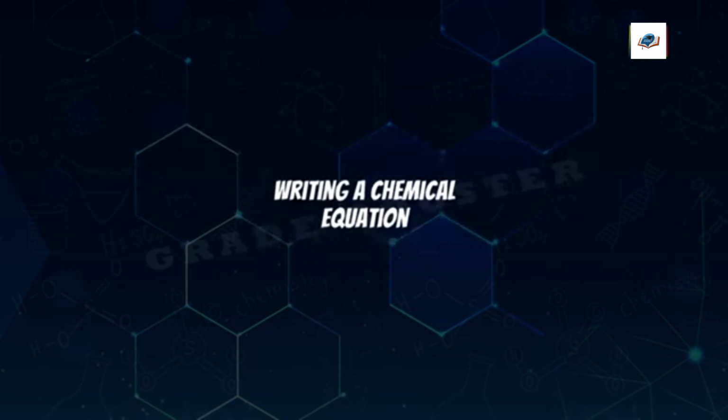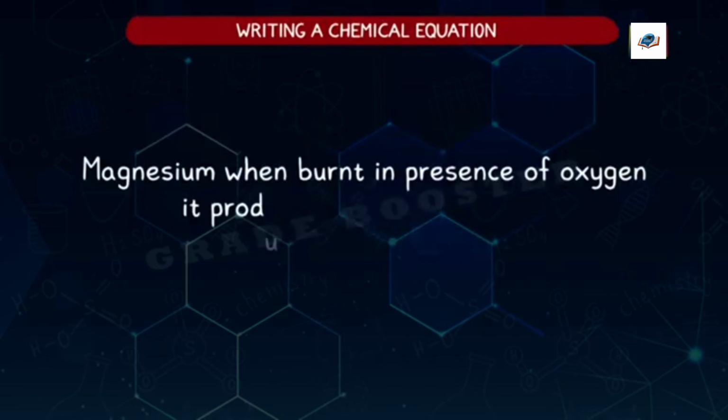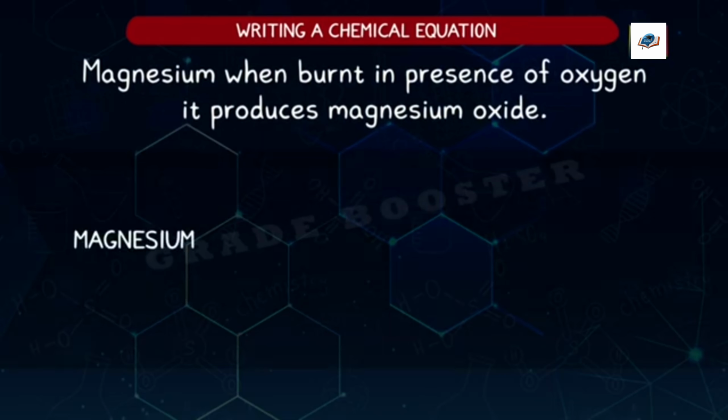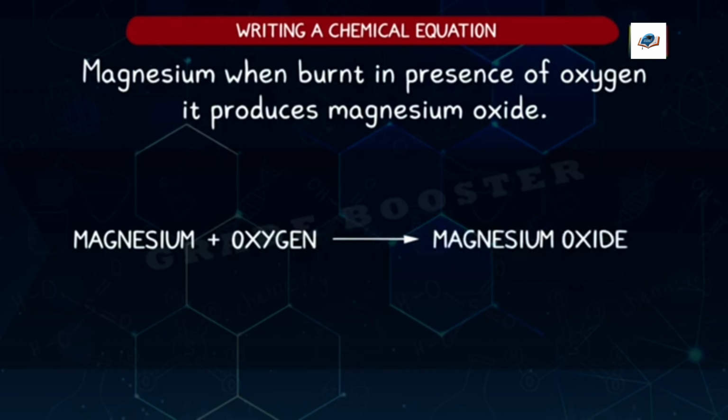Chemical equation. Magnesium, when burnt in presence of oxygen, produces magnesium oxide. This is the verbal description of a chemical reaction. This can be presented in the short form, that is in the form of a word equation. Magnesium plus oxygen gives rise to magnesium oxide.